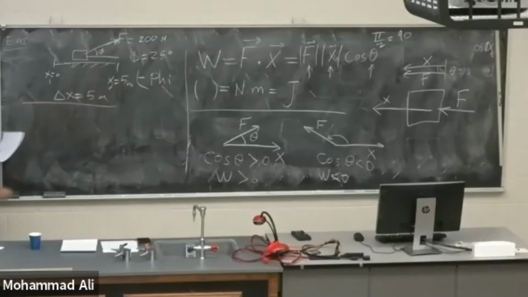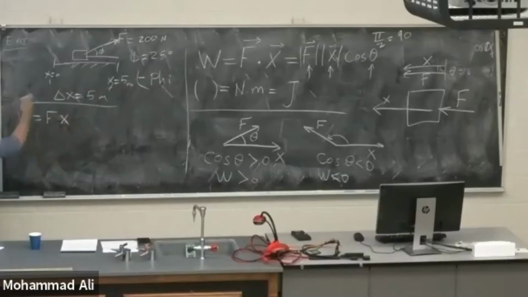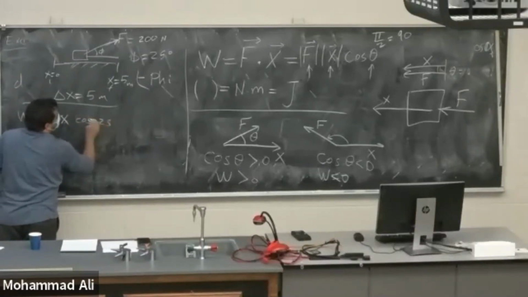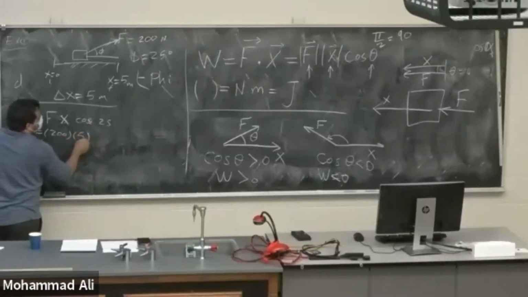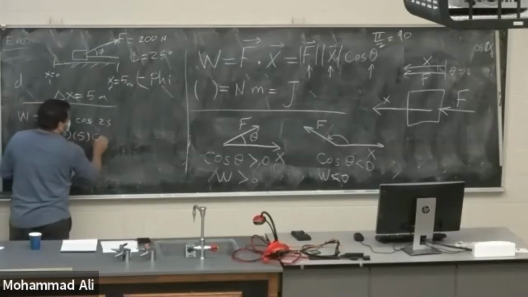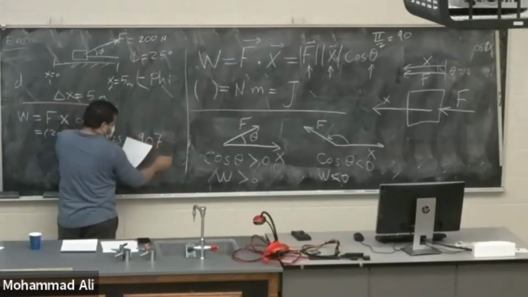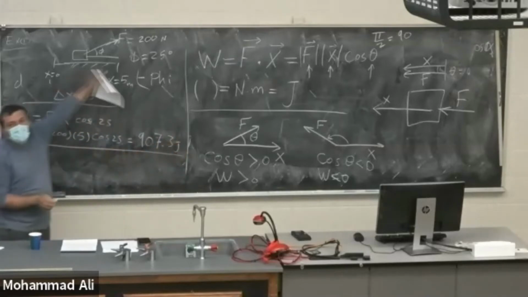Okay, what is the work? Simply F S or x, you can name it. The distance, you can name it as you like. Sometimes you name it d, distance. Work equals F s cosine 25. This will be equal to 200 times 5 times cosine 25, which is equal to 907.3 joules. It is positive because the angle is acute.